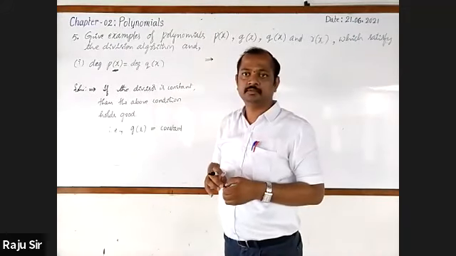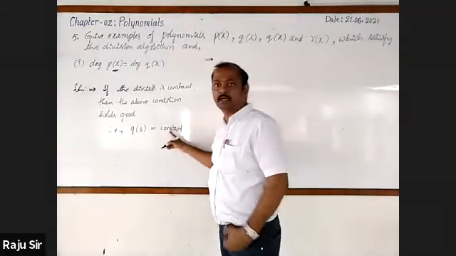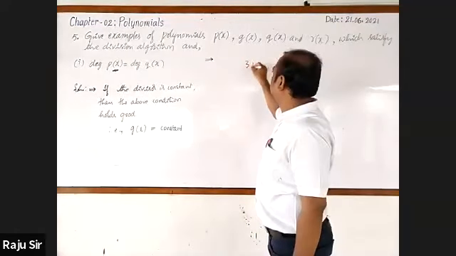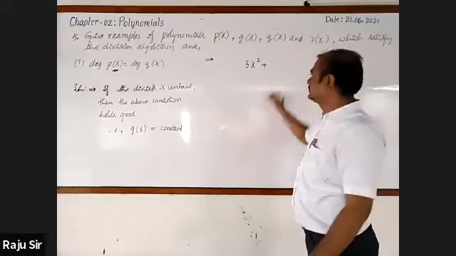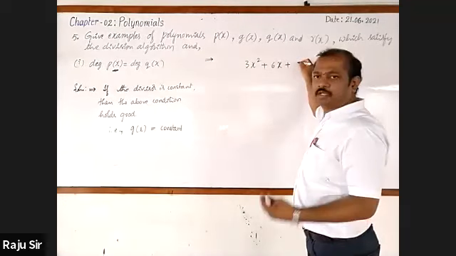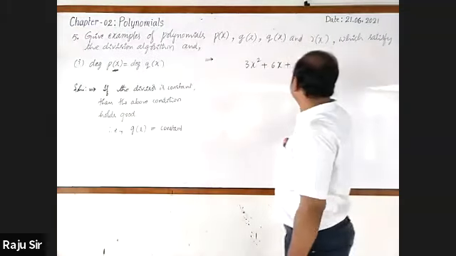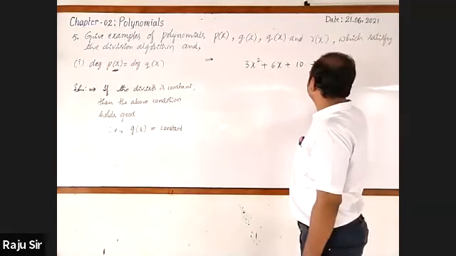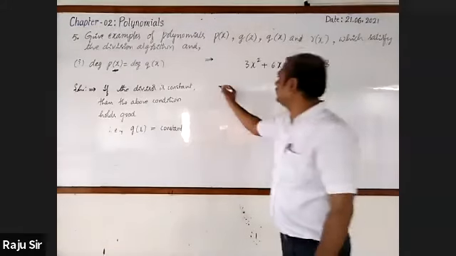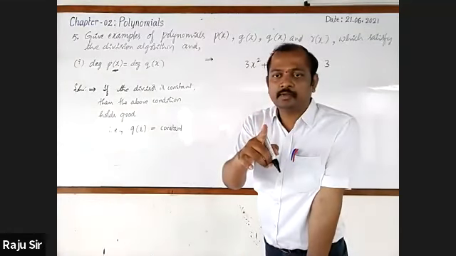Obviously, you must divide. So I go for divide. Say they want to divide. G of x should be constant. I take any one polynomial. It is 3x square plus 6x plus 9 or 10, you can take anything, let us take 10. And let us divide this by 3, a constant. Then are you all following? Yes, sir.